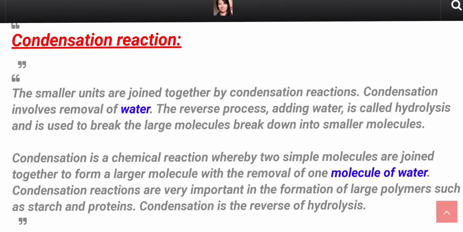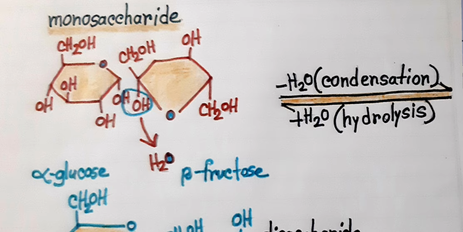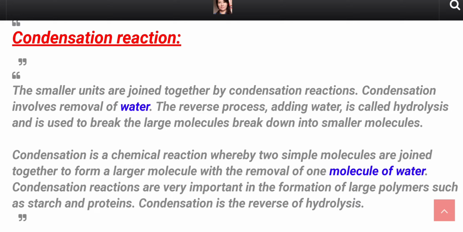Condensation reaction. Now I'm going to talk about little details about condensation reaction. What is condensation reaction? Smaller units are joined together by condensation reaction. And condensation involves removal of what? Removal of water. And the reverse process, adding water, is called hydrolysis.